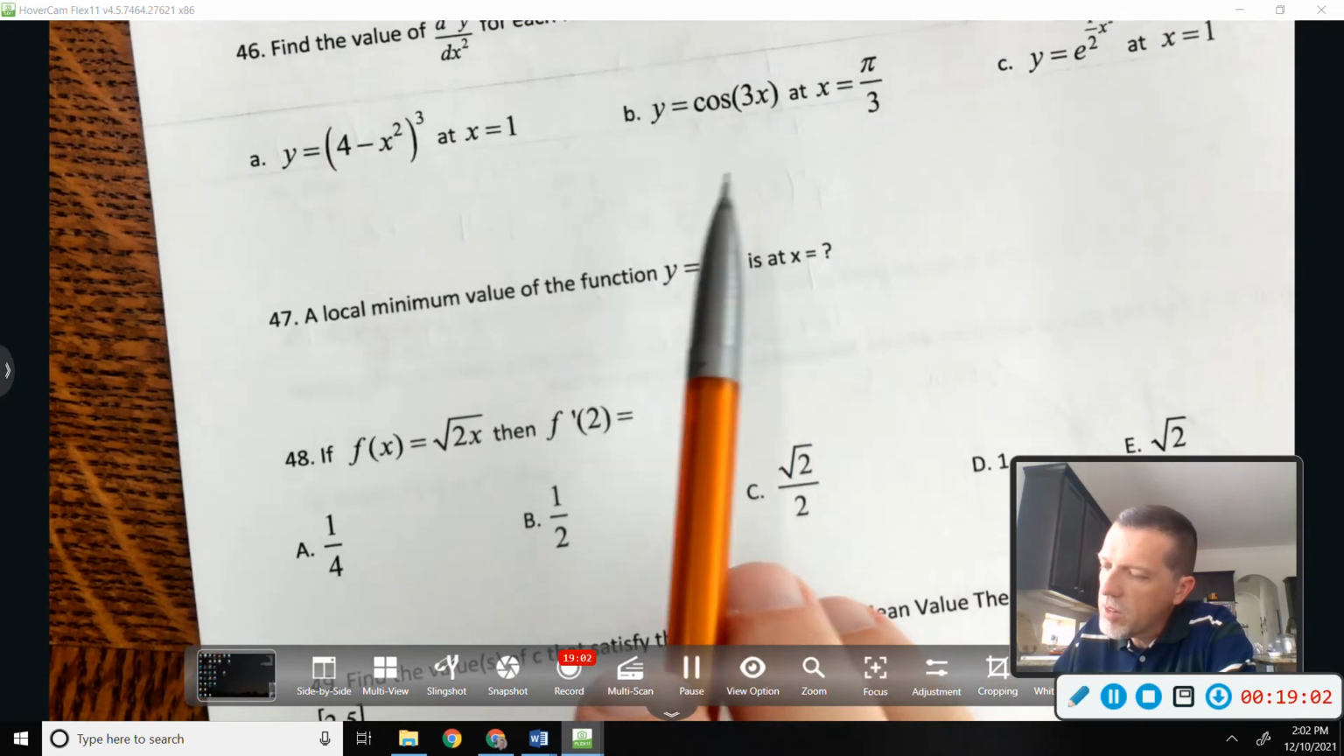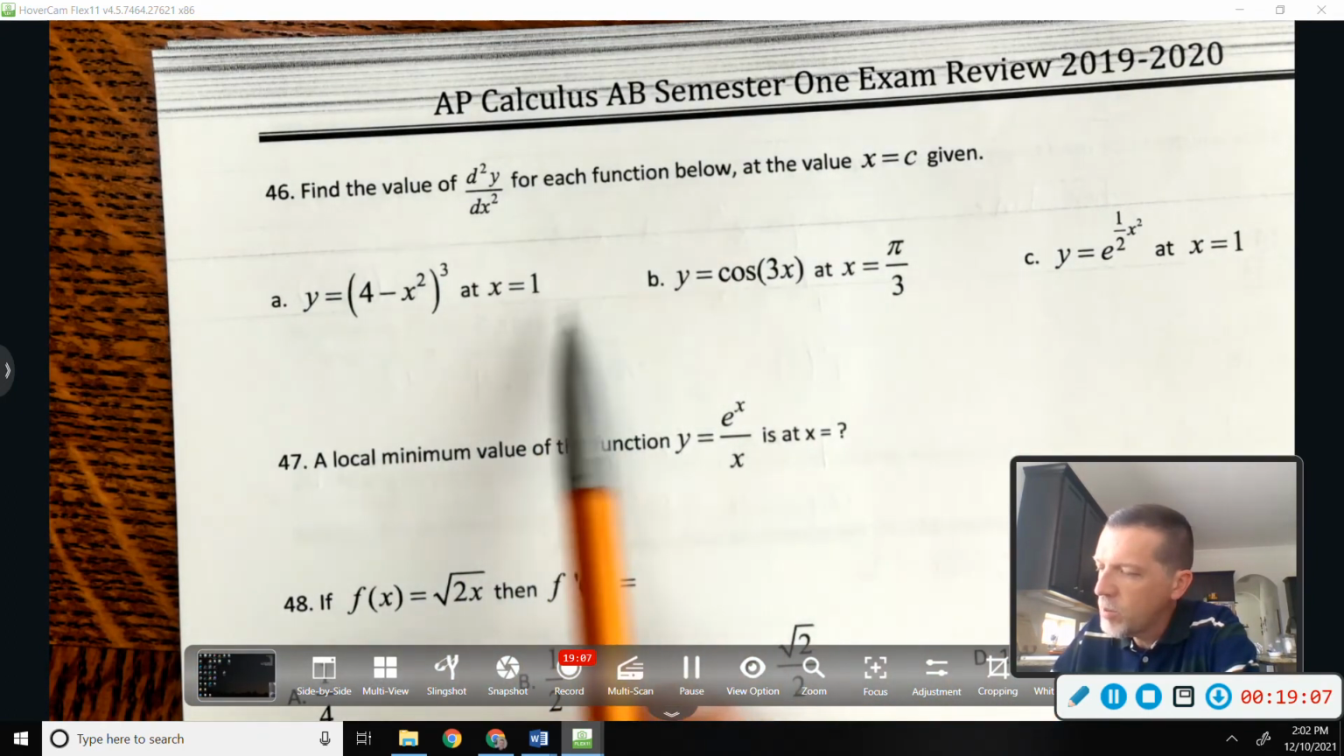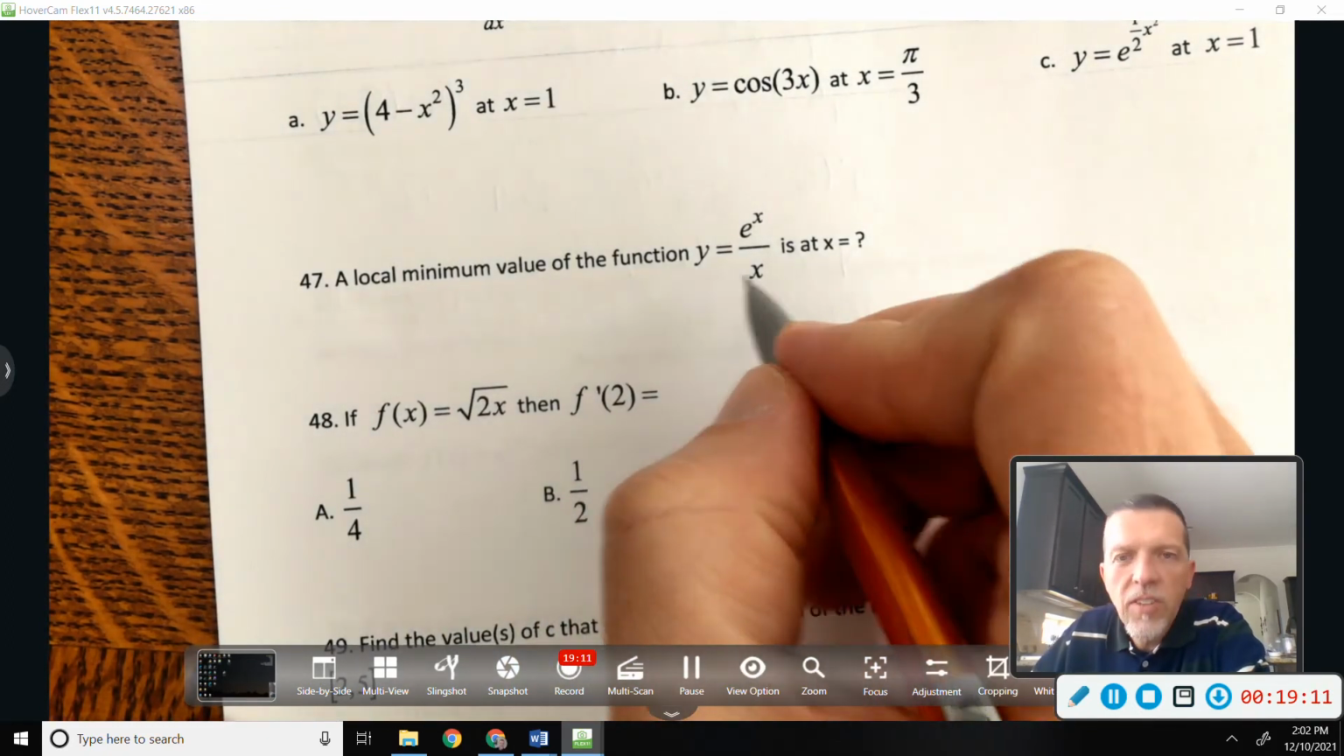(46). We said we could skip. Find the second derivative. So that's just second derivative and plug in things. That's not a bad deal. A local minimum of this function.